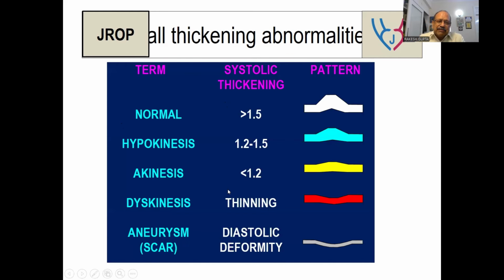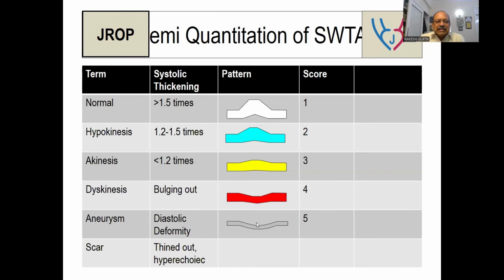This is a slide which has been available for more than 25 years for teaching echo. I've modified the slide according to your requirements. Normal thickening is more than 50% of the existing endocardium. If it's between 20 to 50%, it is hypokinesis.